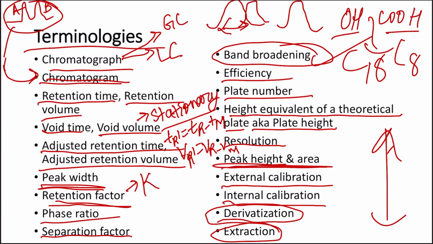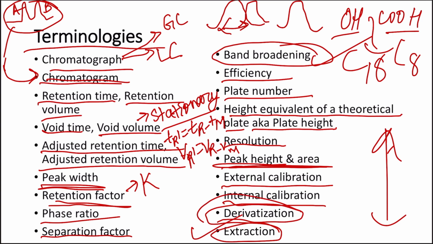Then extraction means whenever we are getting a biological sample, in that we have different components, so we will first try to concentrate it more so that we can get a greater amount and a better result. That is nothing but the process of extraction.